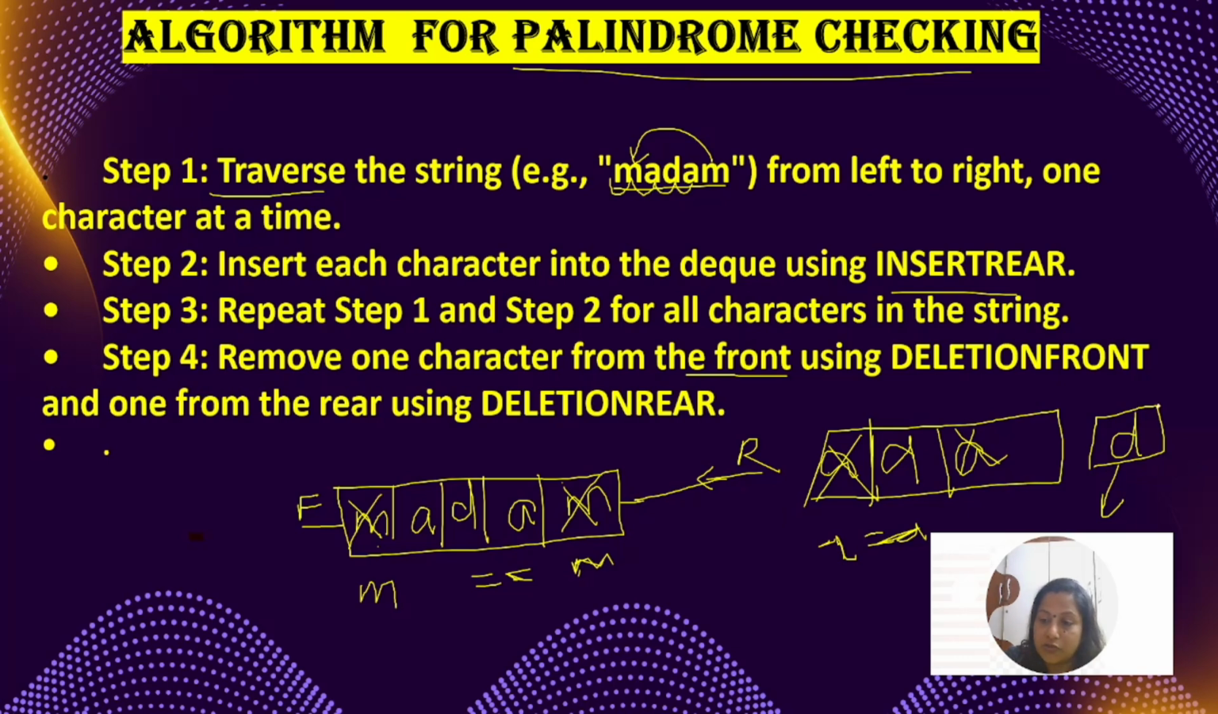Otherwise, you have to check if no characters are left or only one character is left in the deck, then you have to mention that it is a palindrome. I hope everyone is clear with the algorithm.